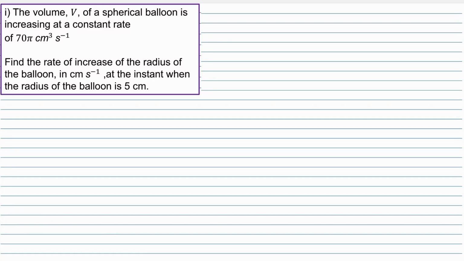Hi everybody. So here we've got a past exam question on a chain rule. We're told that the volume of a spherical balloon is increasing at a constant rate of 70 pi centimeters cubed per second. We need to find the rate of increase of the radius of a balloon at the instant when the radius of a balloon is 5 centimeters.